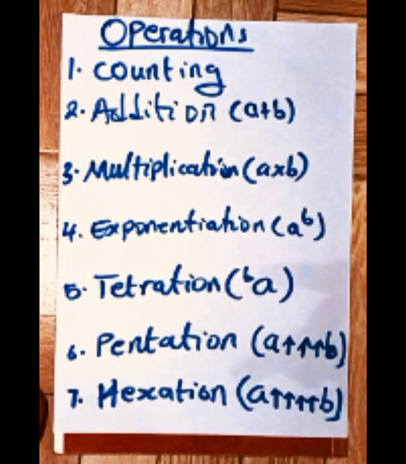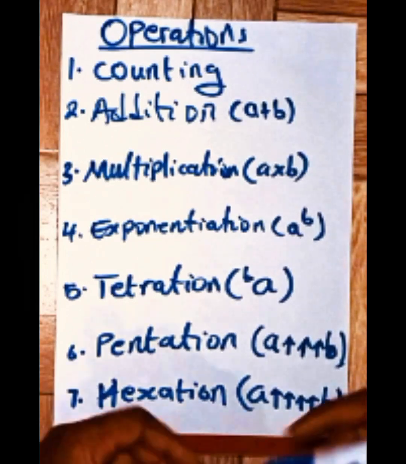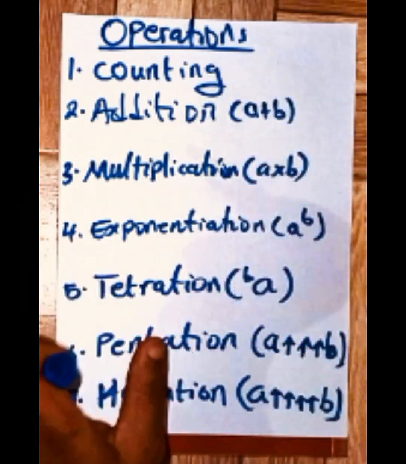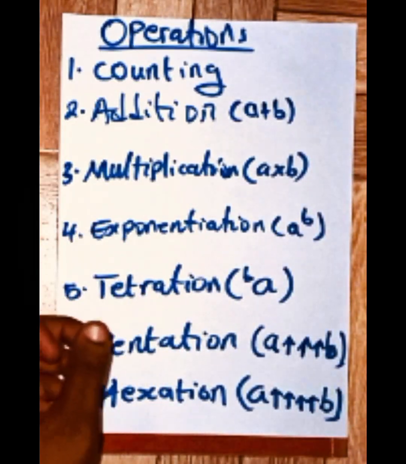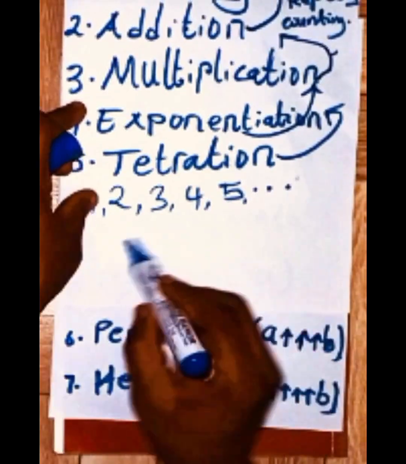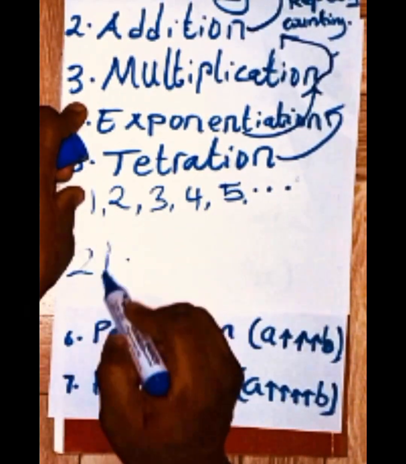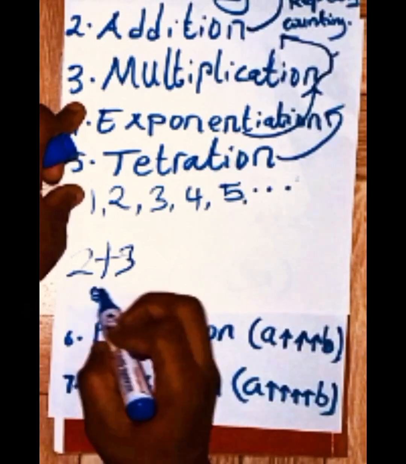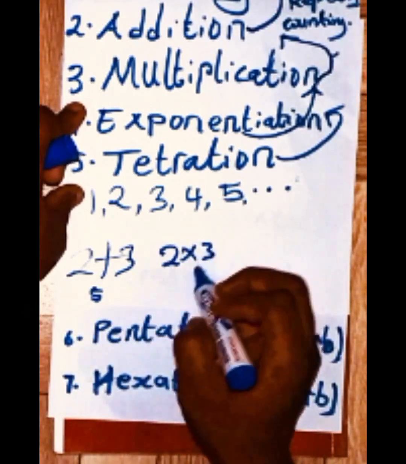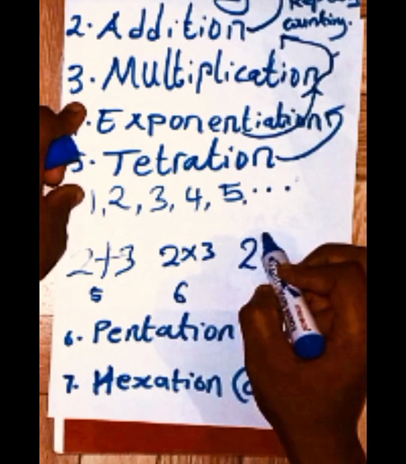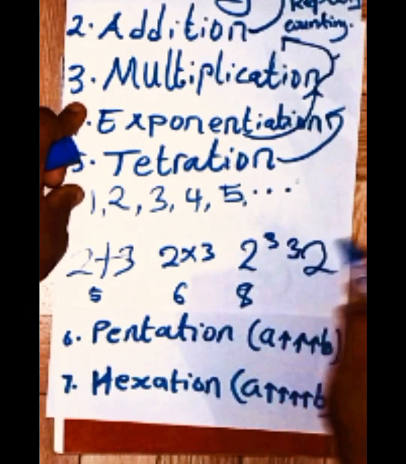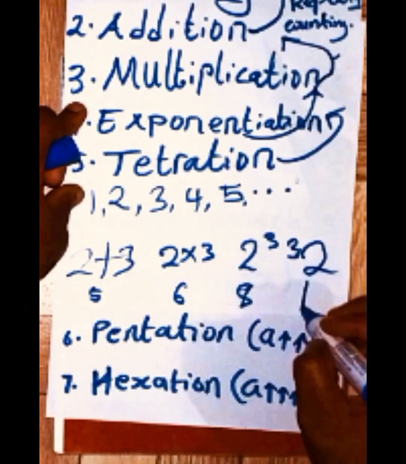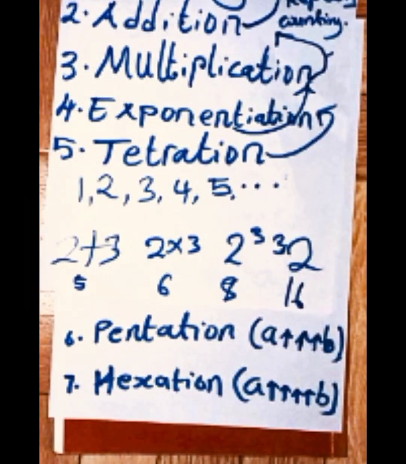And the higher you go, the crazier it becomes. With counting and addition, you add two numbers, there is no big growth. Let's say you have 2 plus 3, no big growth, the answer is 5. 2 times 3 is 6. 2 raised to the power 3 is 8. And 2 tetrated 3 times is 16. The growth is quite slow because the number is 2.